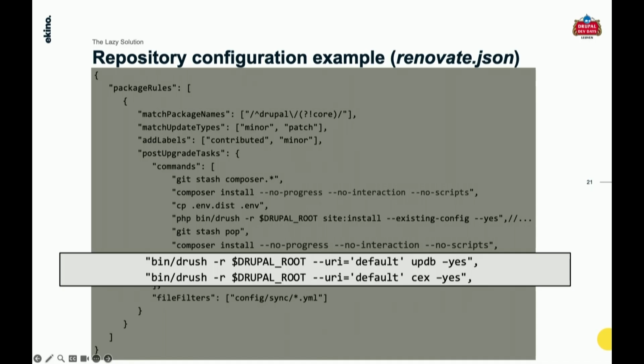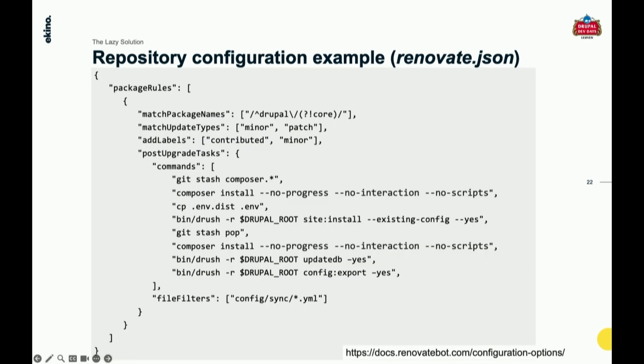You update the database and export the configuration in this last block of commands. And it's done. We need just one last thing. We need to say to Renovate, please, we created some new files, the configuration files. Please commit these files too, and we do that in the file filters property in this JSON file. So here we're saying, please, in the directory with a glob pattern, keep these YAML files.